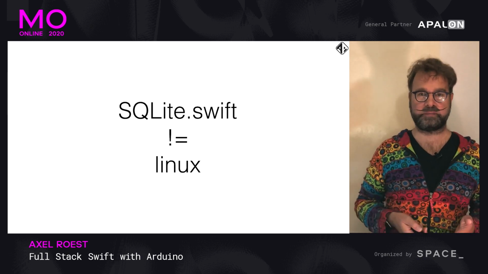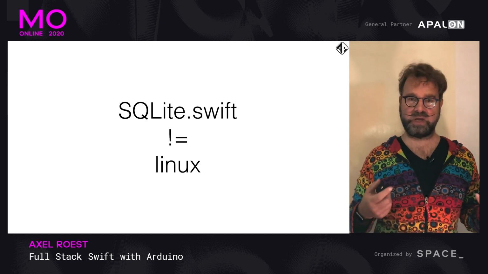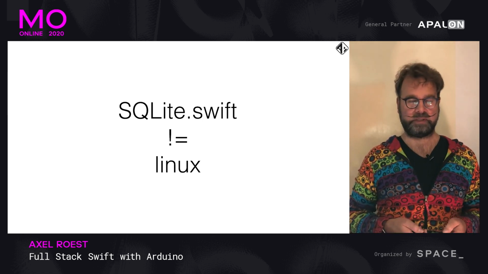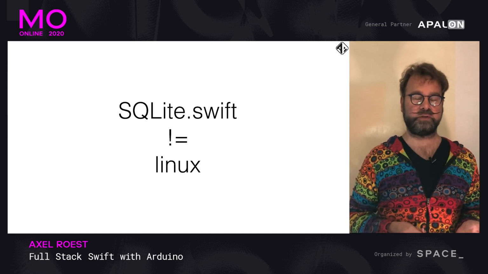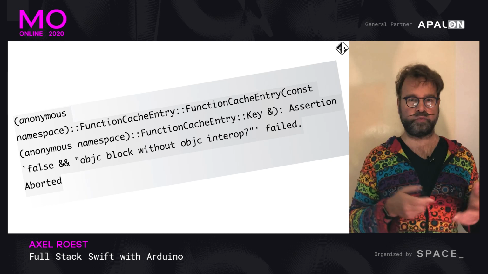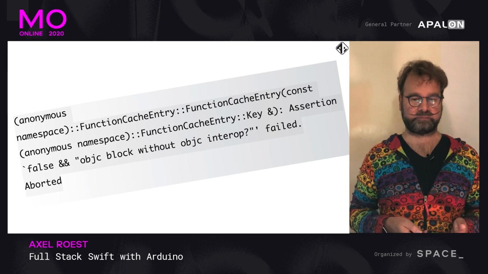Also, there were SQLite problems. I found a library called SQLite.swift, which I thought was nice and Swifty. It worked fine on the Mac. But when I switched over to Linux, I got these weird error messages that I was almost unable to Google.